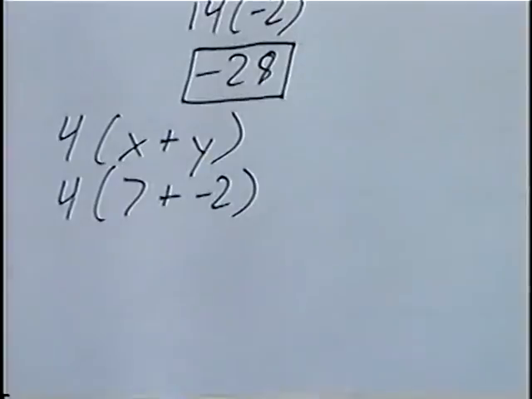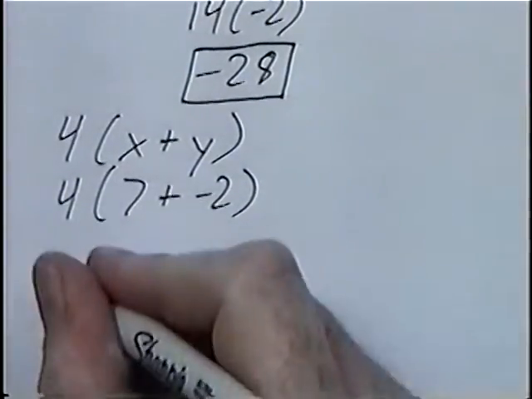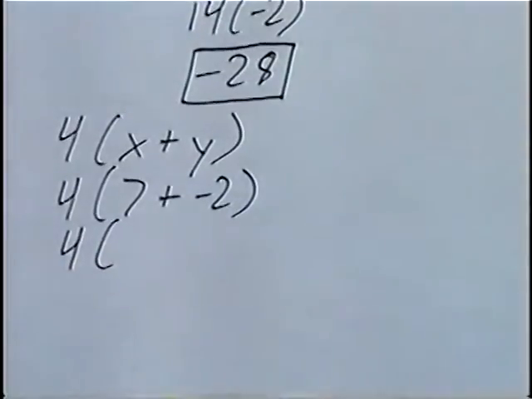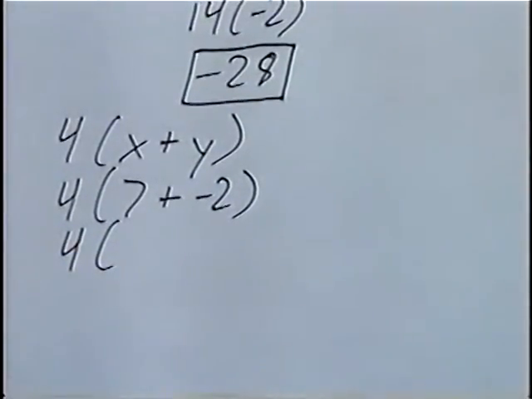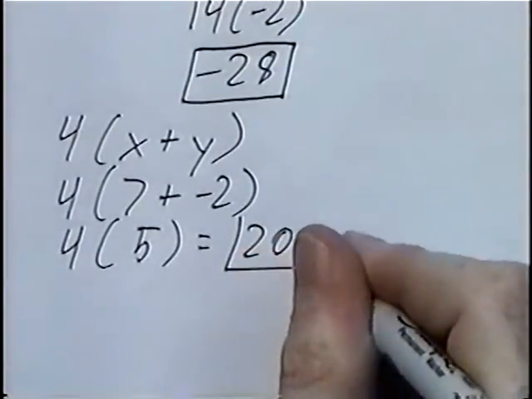Following the order of operations, we'll do parentheses first, and then multiply second. 4 would stay the same. 7 plus a -2 would be 5. And multiplying 4 times 5 would give us the answer of 20.